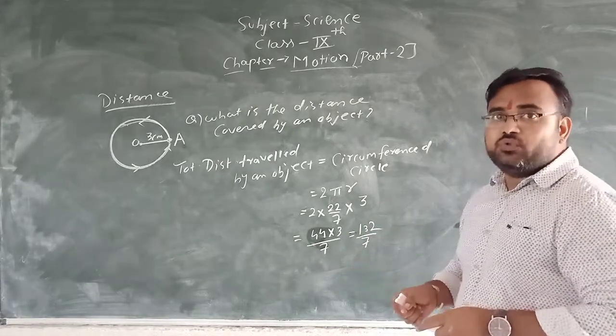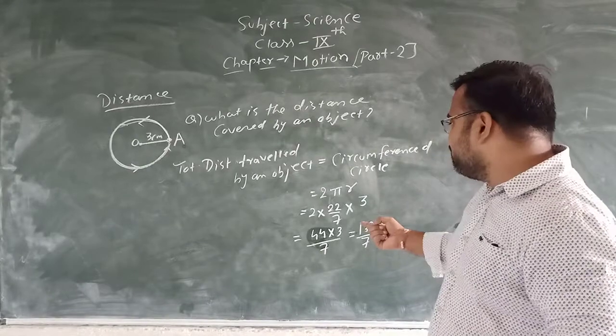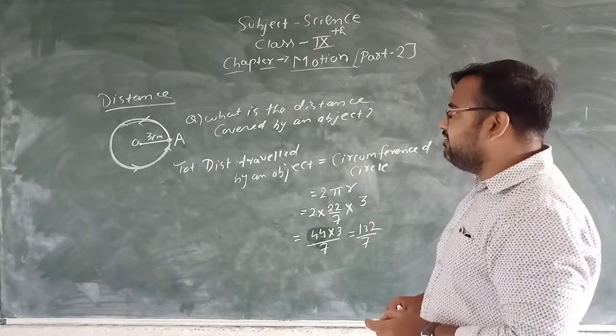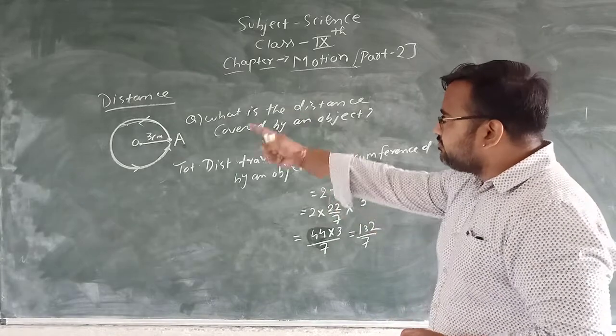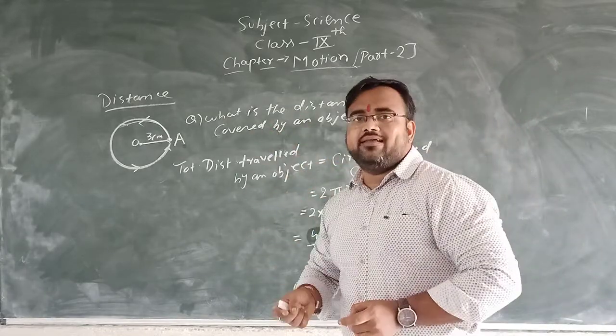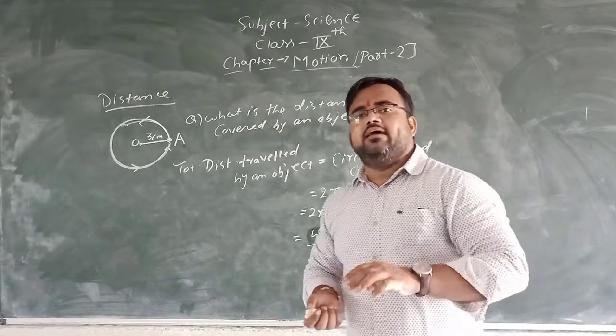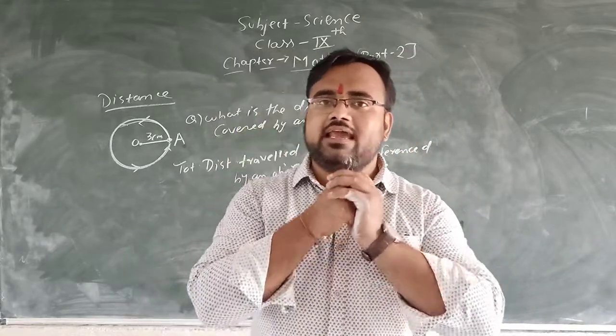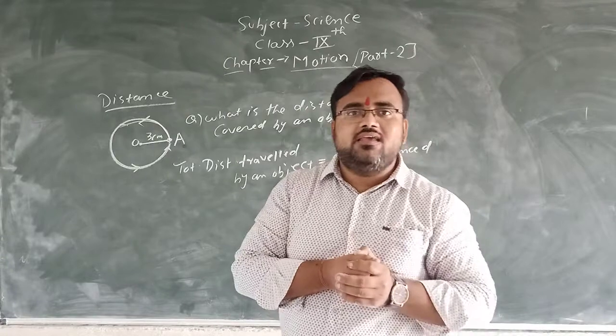Now I hope you know the division. This is simple division. You can divide 132 by 7 and you can get the correct answer. So this is the distance traveled by the object. See, the examiner can give you any diagram and he can ask you the distance traveled by the object.